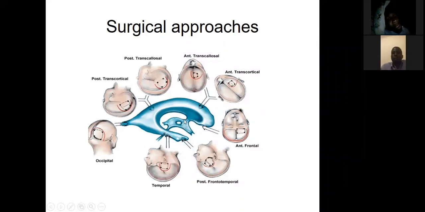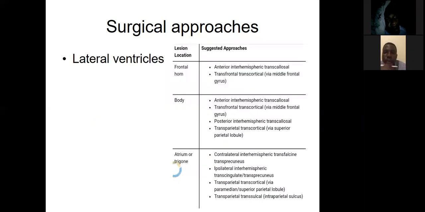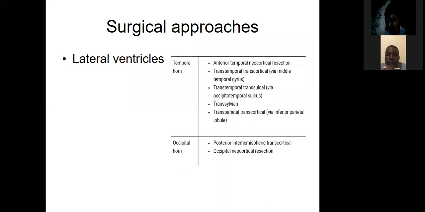So the surgical approaches will depend on whether it's the lateral ventricle, the third ventricle, or the fourth ventricle. In the lateral ventricles, generally, the surgical approach is either transcortical, that is, it goes through the parenchyma of the cerebral cortex, or it's transcallosal, in which case it goes through the corpus callosum. These are some of the surgical procedures depending on the part of the lateral ventricle which is targeted: the frontal horn, the body, the atrium or trigone, the temporal horn, or the occipital horn.